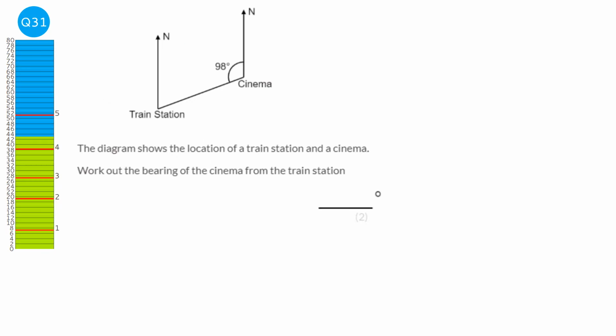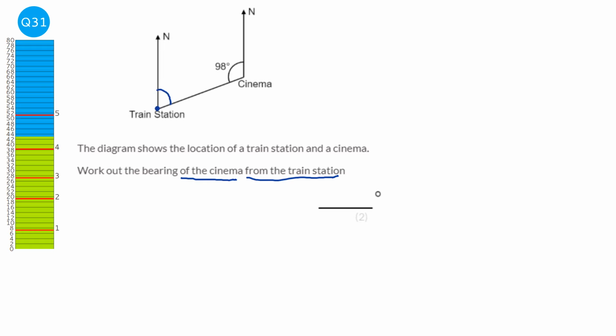So the question asks us to work out the bearing of the cinema from the train station. From the train station means we're at the train station and we're looking at the bearing, which is always from north going clockwise, of the cinema. So it's this one here.